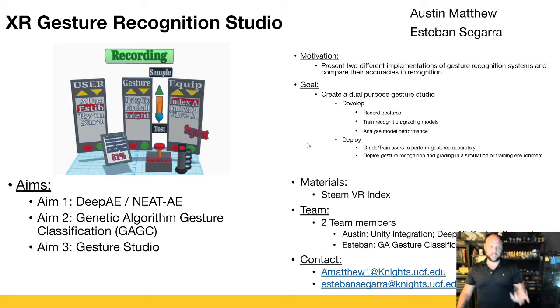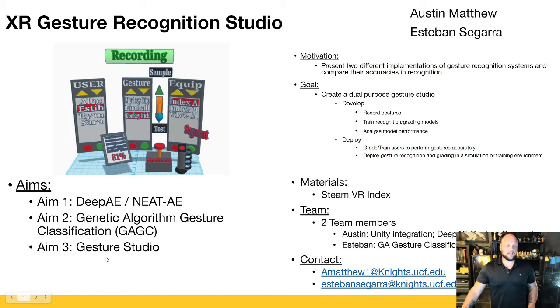To do this, we're going to need a couple models at base. We're going to use DeepAE. That is one of our aims. That's a model I made that extends DeepGRU. DeepGRU is a gesture recognition model known to work in VR already. DeepAE is just an improvement on it, and there's going to be a series of improvements on DeepAE as well. There's going to be a genetic algorithm. I'll leave that to my teammate to explain.